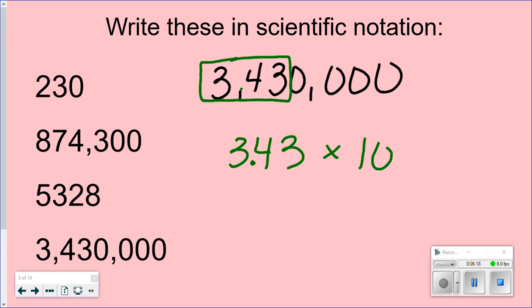Now, let's say we put our decimal here. How many times are we going to move our decimal out to get us 3,430,000? So 1, 2, 3, 4, 5, 6. That would be 3.43 times 10 to the 6th power.